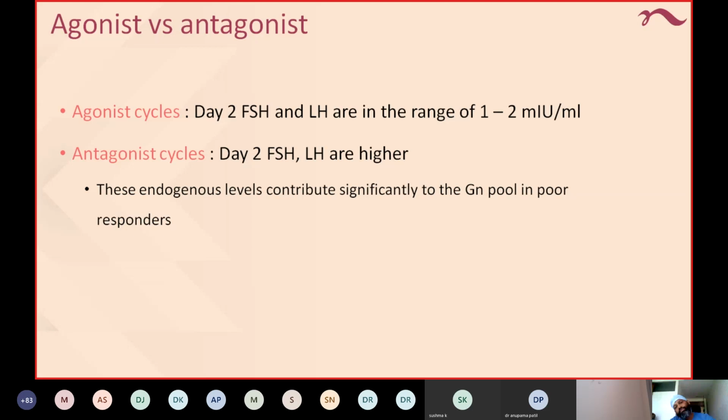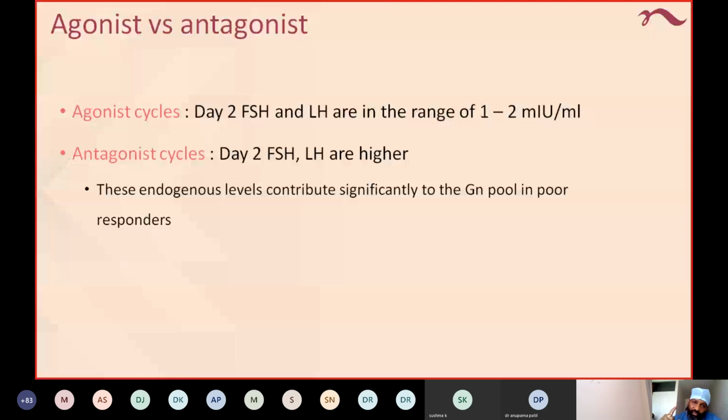Antagonist came into the picture recently, in the past 10 to 15 years. Antagonist caught up because of the lots of advantages which I am going to tell you in the next few slides. So in agonist cycles, Day 2 FSH and LH are in the range of around 1 to 2. Why? Because they are already down regulated and suppressed, because you started from the previous cycle, 21st day, with the agonist injections.